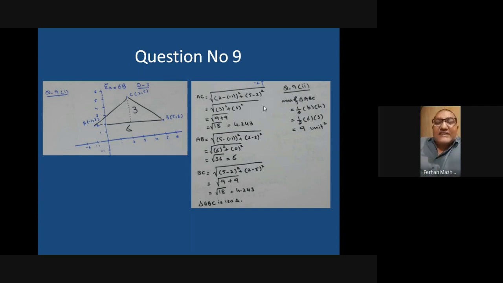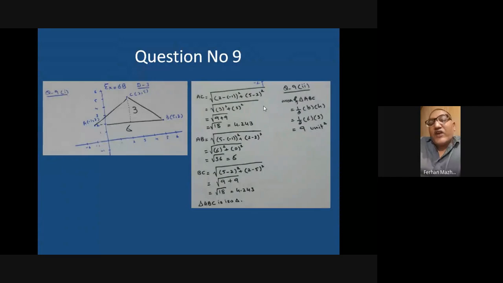So I will consider that the AB is my base. Then the height of the triangle will be the perpendicular from C onto the AB. The Y value of the B is 2 and the Y value of the C is 5. So that perpendicular will be 3. So in this triangle, the base is 6 and the height is 3.